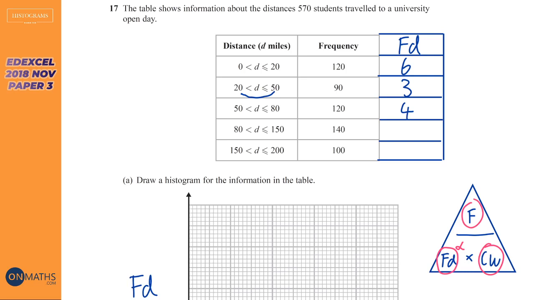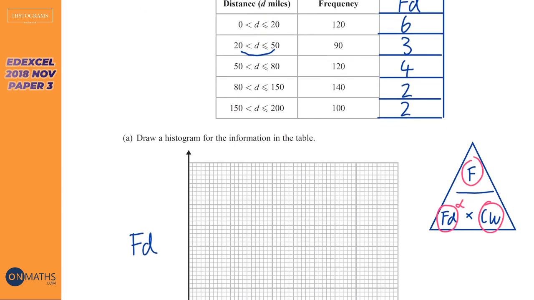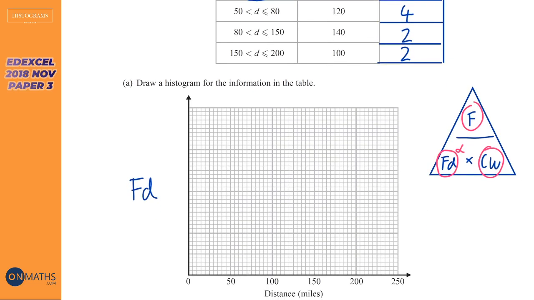140 divided by, was it 70? Which is 2. And then 100 divided by 50. I don't know why I've typed that into the calculator, but there we go. Okay, so we've got our frequency densities here. The highest one's 6, so we can just look here: 1, 2, 3, 4, 5, and 6 works well. Okay, it fits on our axis.